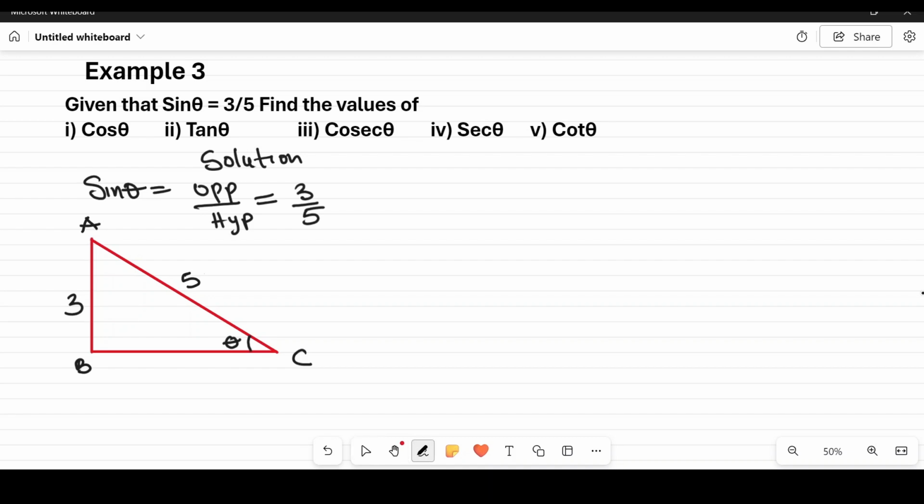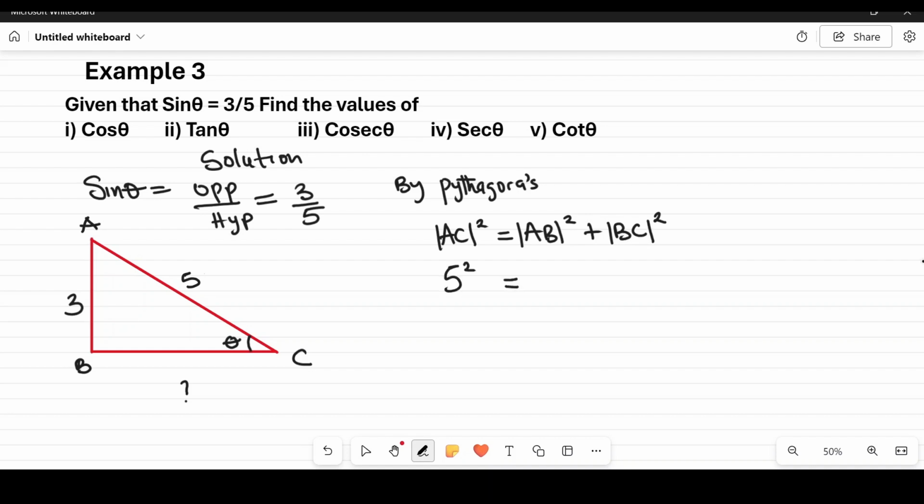Now, to obtain our side BC, we know that from our Pythagoras theorem, we have that AC squared is equal to AB squared plus BC squared. Our AC is the hypotenuse side, which is equal to 5. Our AB is the opposite side with respect to theta, which is equal to 3. And our BC is the adjacent side, which we want to obtain.